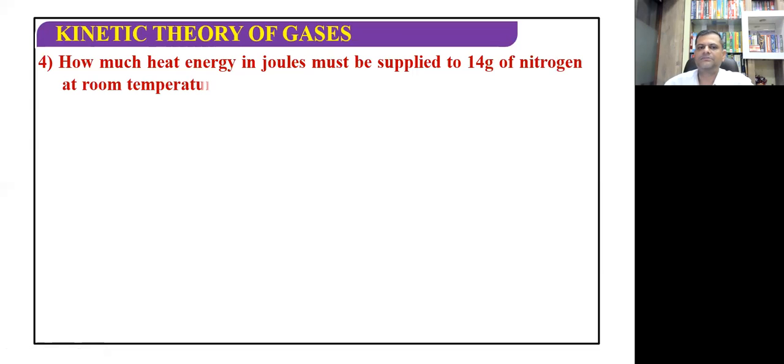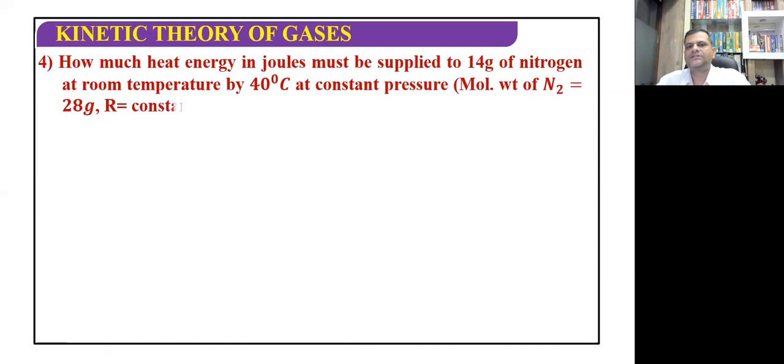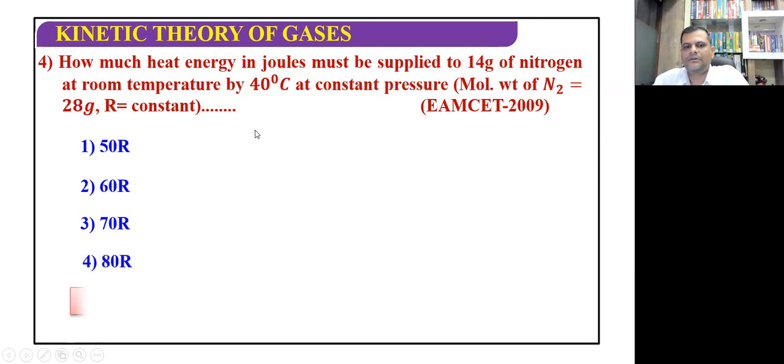Chalo, next one is how much heat energy in joules must be supplied to 14 gram of nitrogen at room temperature 40 degrees Celsius at constant pressure if molecular weight of nitrogen is 28 and R is constant. Okay, देखो यहाँ पे हमको how much heat in joules must be supplied to 14 gram of nitrogen at room temperature by 40 degree Celsius, मतलब to increase the temperature by 40 degree Celsius ऐसा रहेगा मे बी.